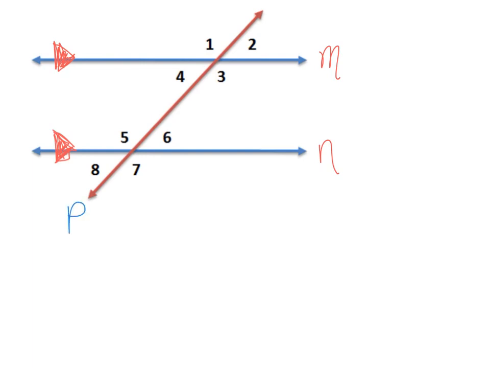Okay, so some symbols that you're going to see to indicate that M and N are parallel, besides the arrows that I already showed you, might also be something like this. M is parallel to N. Okay, so this symbol right here looks like 2 parallel lines. That means parallel.